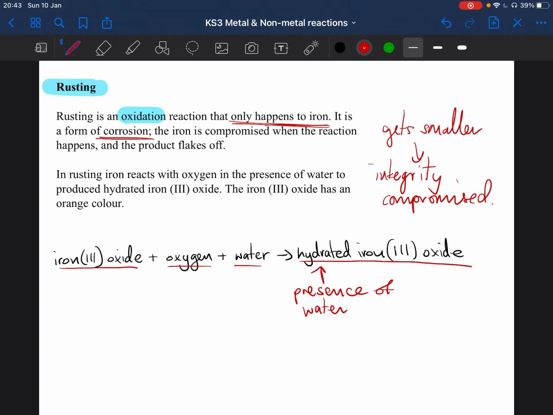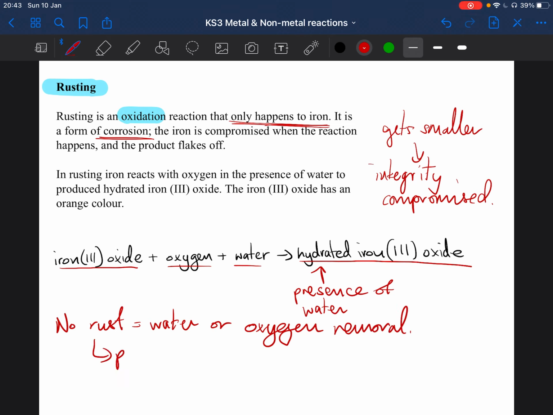If you were to take water away completely, there is no rusting. So if you don't want something to rust, you need to remove either the water or the oxygen. The easiest way to do this is to paint whatever it is that you would expect to rust, which is why most fences have paint on them.